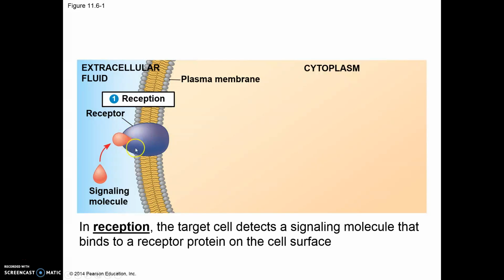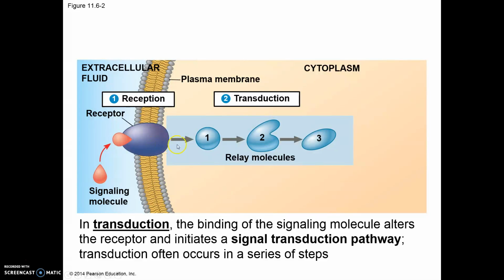When you get a receptor binding a signaling molecule, typically it will change shape. Once that happens, you initiate what we call transduction. Okay? This is where that signal is starting to be passed ultimately to some type of final destination. This is often a multi-step process.